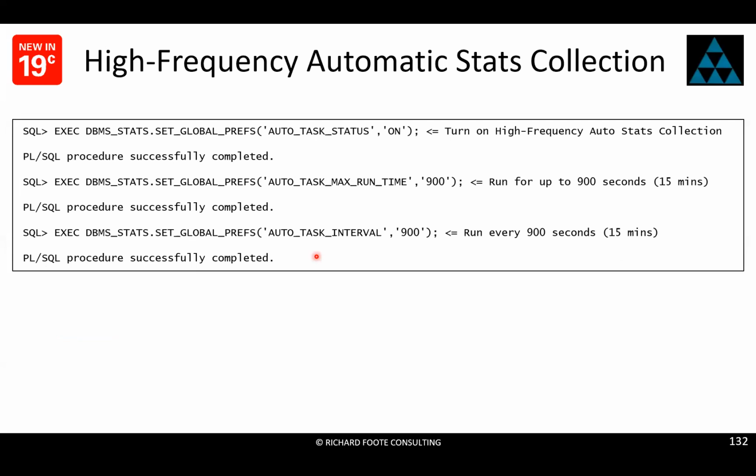Now, the other thing you can do is what's called high frequency statistics gathering. It's turned off by default on an Exadata, but turned on by default if you are on an autonomous database. And you can control for how long the stats gathering runs and how frequently you want it to run. These are in seconds. So effectively, what I'm saying here is I want to turn high frequency stats on. I want it to run for 15 minutes and I want it to run every 15 minutes. So effectively, this could be running all the time in the background.